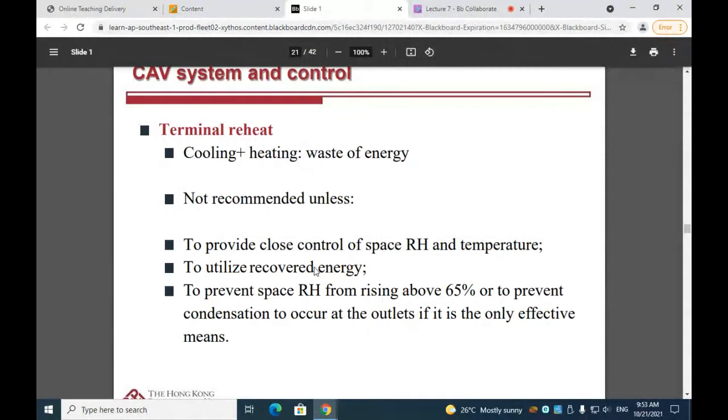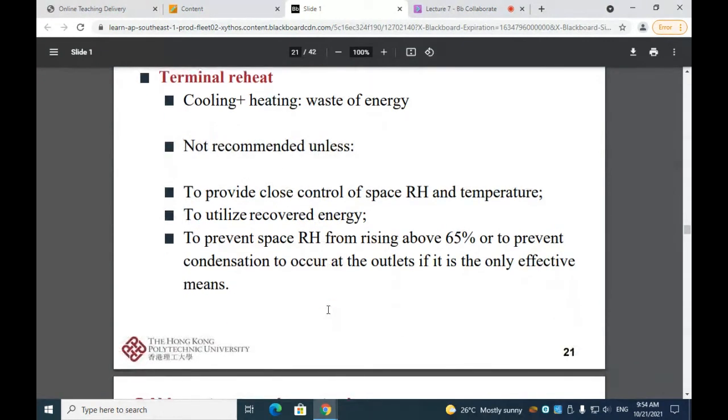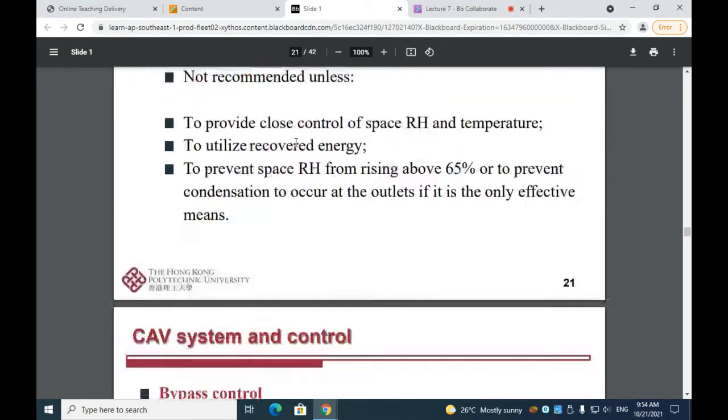So for the characteristics and summary of terminal reheat, first of all, the air goes through cooling, and then it goes through heating, so there will be some part of the energy wasted. And this is the reason why the terminal reheat is only recommended in the following scenarios. First of all, if we need to provide close control of space relative humidity and temperature, and we can use recovered energy to provide for terminal reheat, or we will need to prevent space relative humidity from rising above 65%, or to prevent condensation from occurring at the outlets. So that's for the terminal reheat.